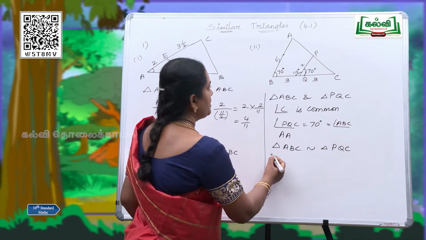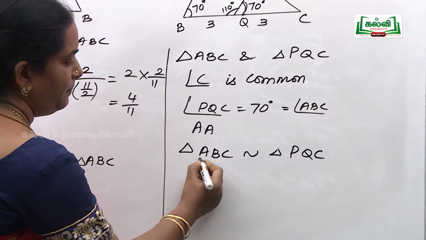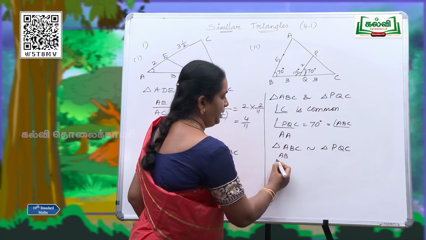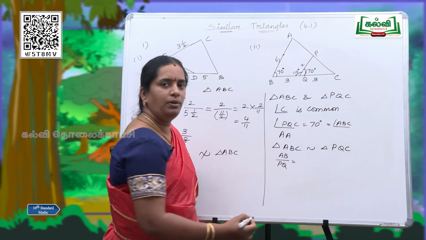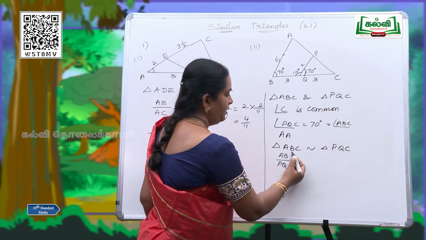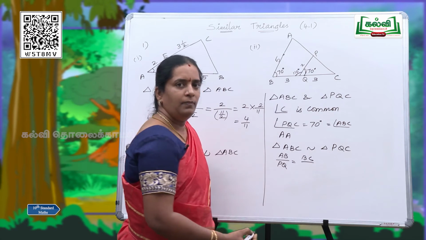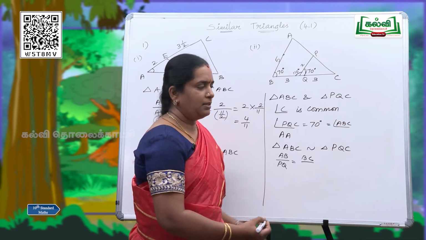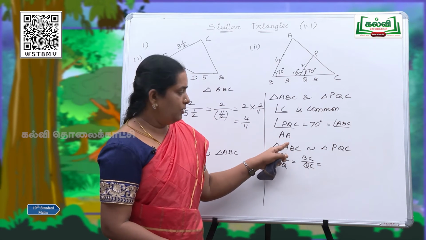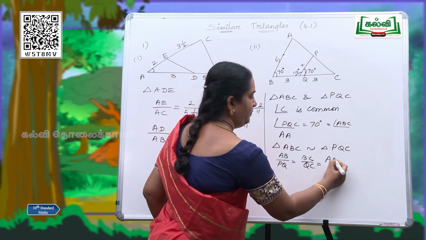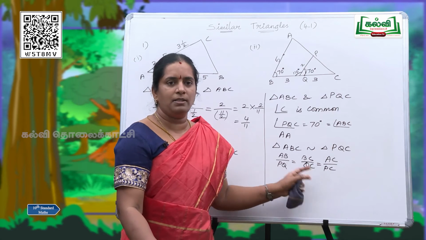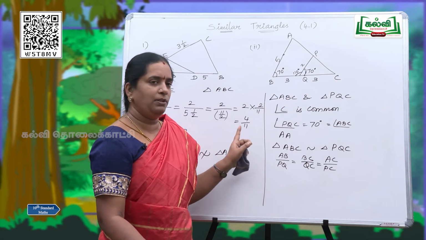So what about the sides? Similar triangles have corresponding sides as AB and PQ. Can you understand how to name the corresponding sides? Yes, AB and PQ, and then BC and QC, and then one more pair using 1 and 3, AC and PC. After writing this, whichever measurements are given in the diagram, we have to pick those measurements.